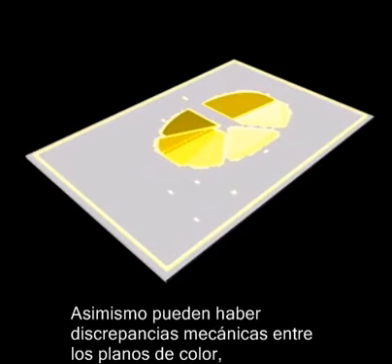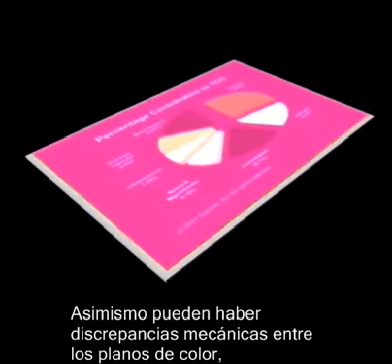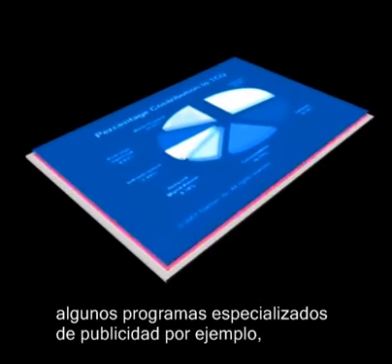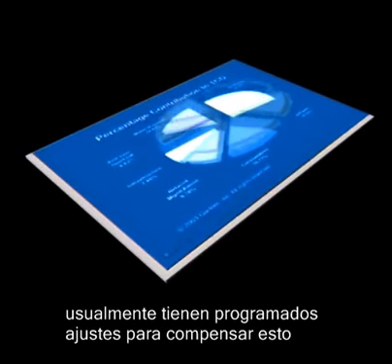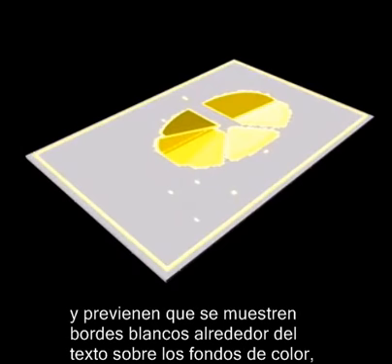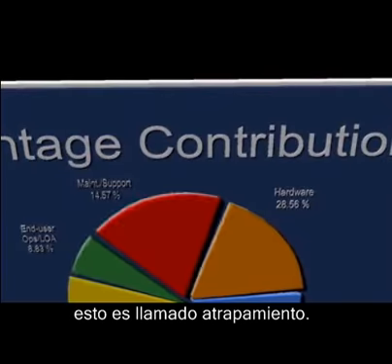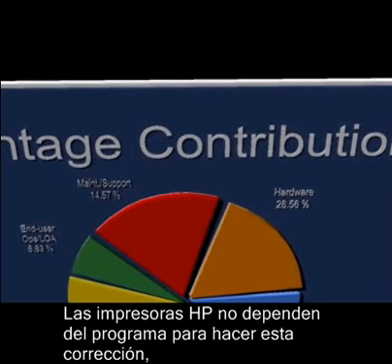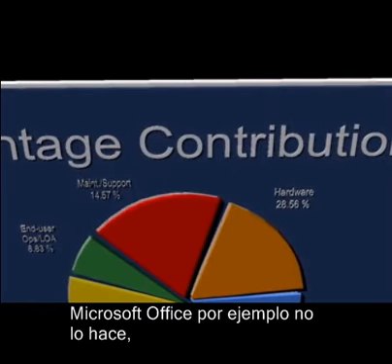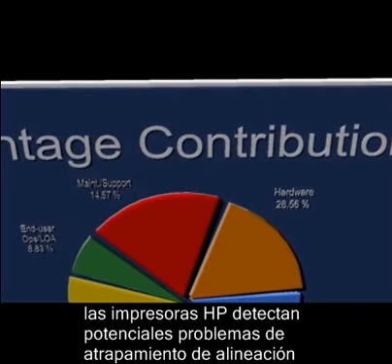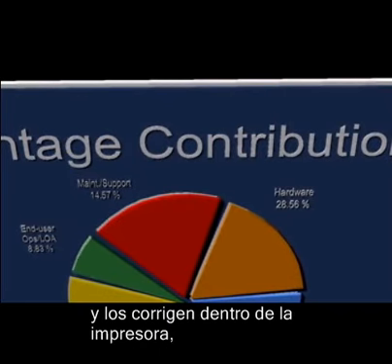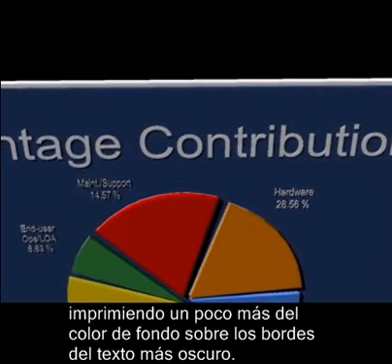There may also be mechanical discrepancies between color planes. Specialized publishing software, for example, usually has software mechanisms to compensate for this and prevent white edges from showing up around text printed on colored backgrounds. This is called trapping. HP printers don't rely on software for this correction. Microsoft Office, for example, does not do this. HP printers detect potential alignment trapping problems and correct them in the printer by printing a little more of the background color under the edges of the darker text.